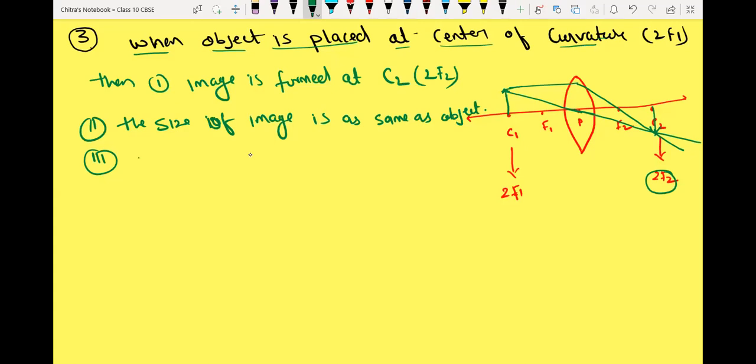The nature of the image is real and inverted. Okay, everyone, any doubt here? No doubt, sir. So now you are understanding properly. Okay, so this is the third condition.